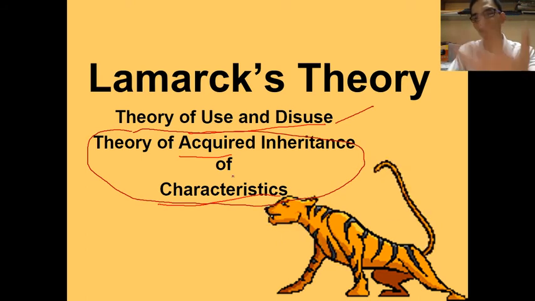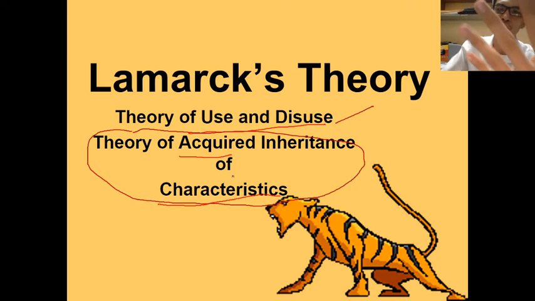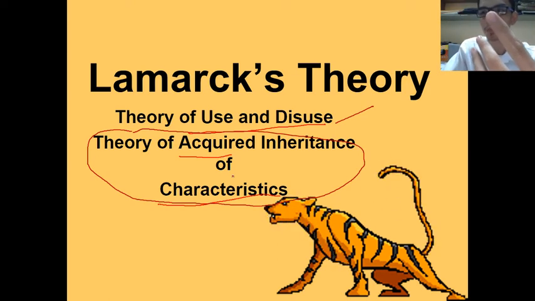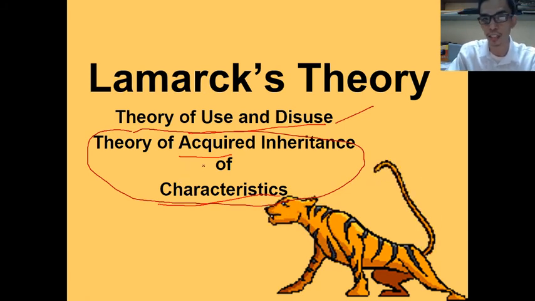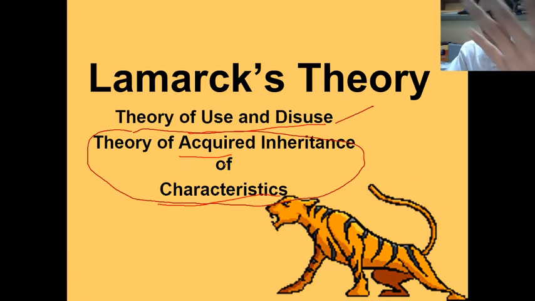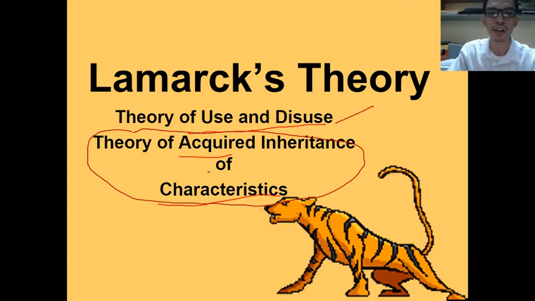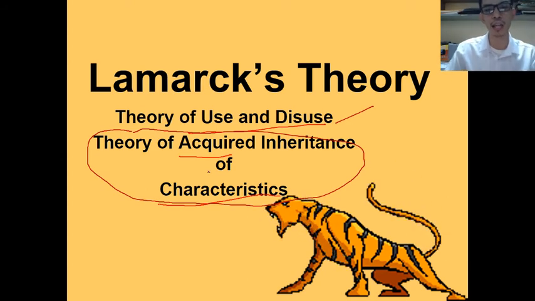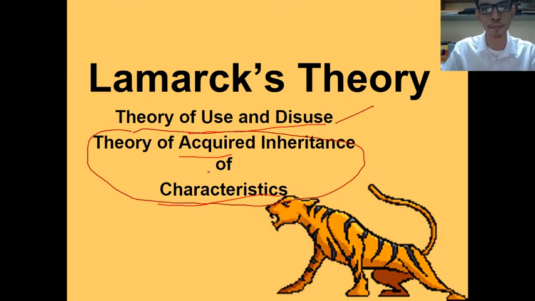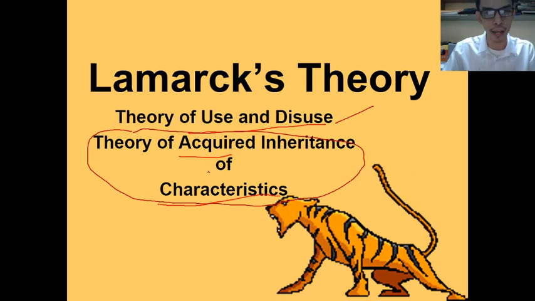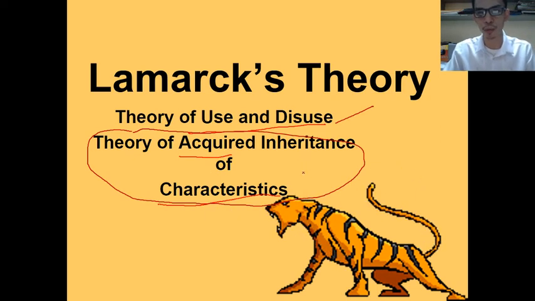So what if I cut my finger? So I have four remaining. According to this theory, which is the acquired inheritance of characteristics, if I have four fingers, my offspring will also have four fingers. All right, so whatever characteristics that I gathered or obtained over my lifetime will be inherited by my offspring. So that's how this theory of Lamarck's works.